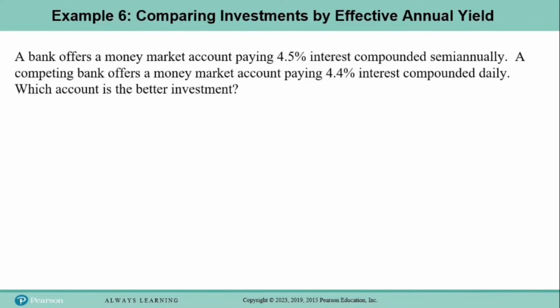So it's kind of the same situation we had a couple of slides back. This second account does not have quite as good of an interest rate, but it does offer daily compounding instead of just twice a year. So 365 compounding periods a year instead of just 2. And the question is, which account is the better investment?